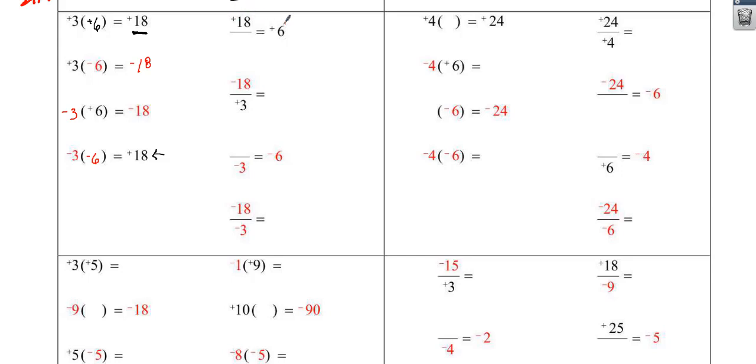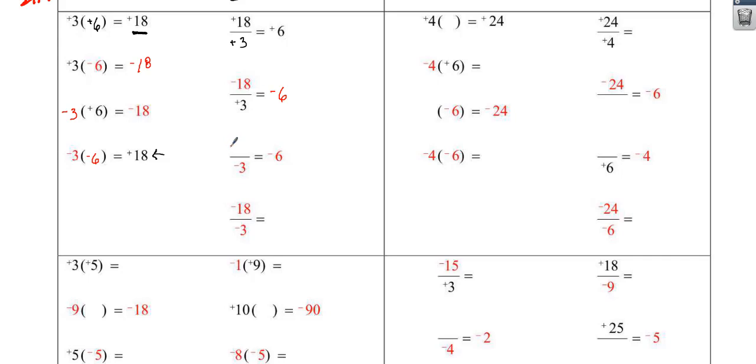Here we go. Positive 18 divided by what gives us positive 6? Well, if the answer is positive, these two have to have the same sign, so it's 18 divided by 3. Negative 18 divided by positive 3 gives us what? Well, positive dividing a negative, so signs are different. Tells us the answer is negative. 18 divided by 3 is 6.